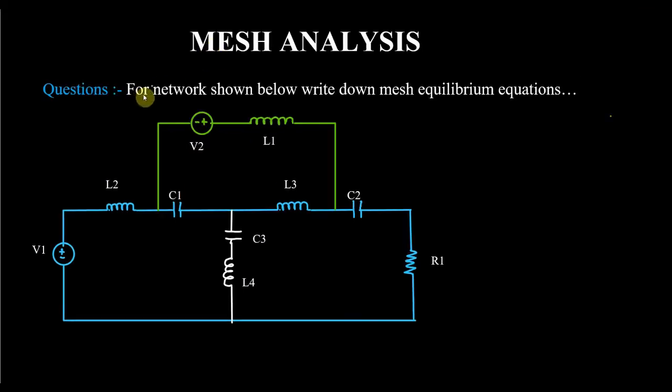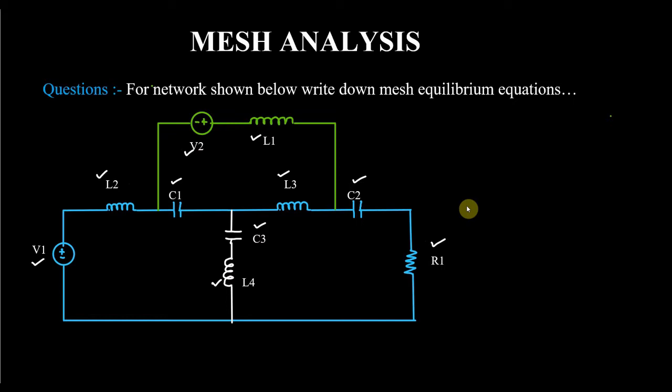The question they have given is that for the network shown below, write down the mesh equilibrium equation. And for that they have given this type of network. You can see that there are two voltage sources. Similarly, there are four inductors: L1, L2, L3, and L4. They also have three capacitors, C1, C2, and C3, and one resistance.